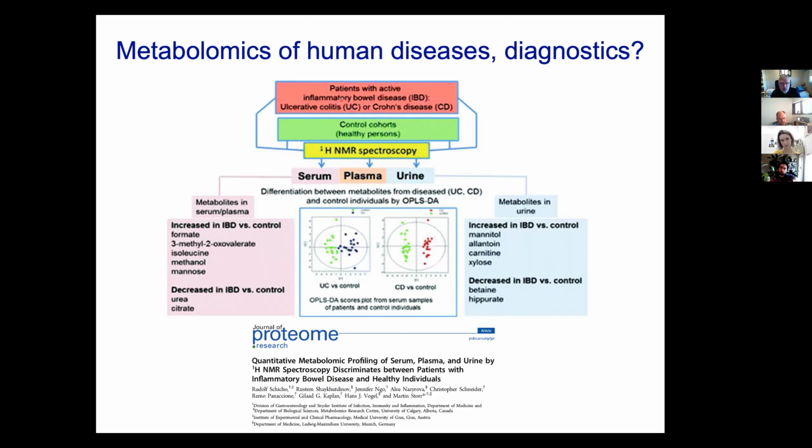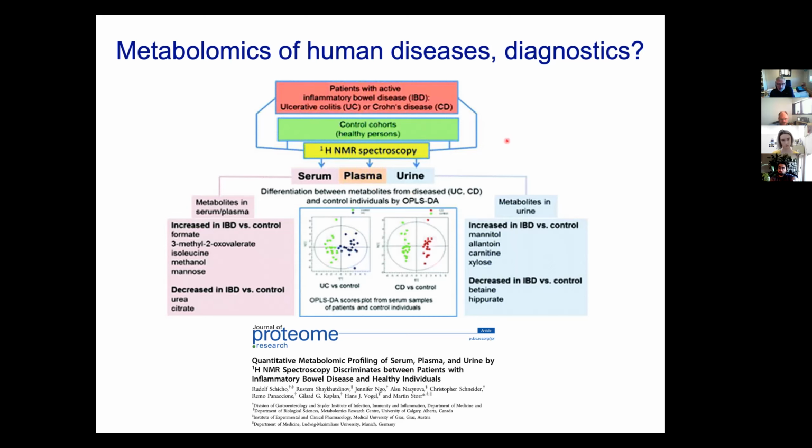So we have not followed up further on this particular study, but they were interested in finding out whether we could tell the difference between patients that suffered from ulcerative colitis or Crohn's disease. So these are two typical inflammatory bowel diseases. And in order to do that, we also studied, of course, a control cohort, so healthy people that did not have this disease. And we were fortunate in this particular case that we had both serum samples, so this is blood serum, blood plasma samples, and we also had urine samples.